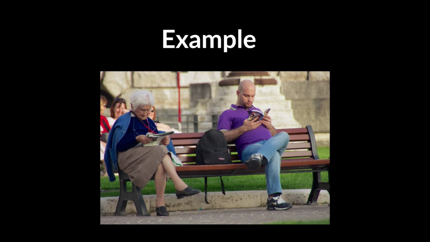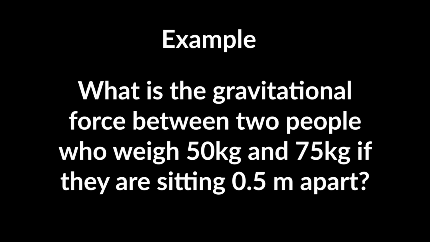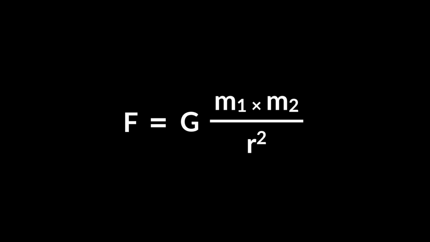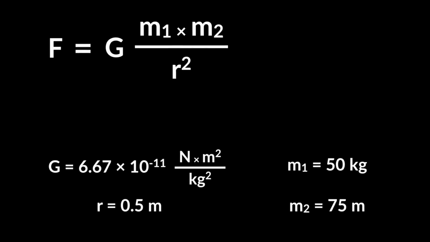So let's say you have two people sitting on a bench. They weigh 50 kilograms and 75 kilograms, and they are sitting 0.5 meters apart. Now, if you just look at the equation, this is a pretty simple problem, because if we write down what we know, which is G, r, m1, and m2, we can just plug those into the problem. So we know that G equals 6.67 times 10 to the minus 11th, r is 0.5, and m1 and m2 are 50 and 75 respectively.